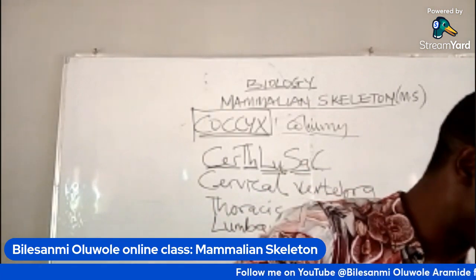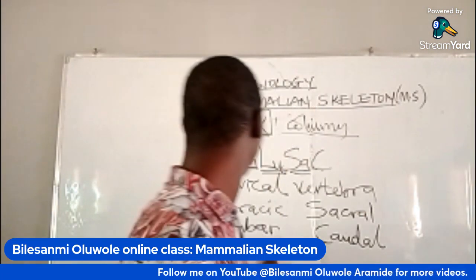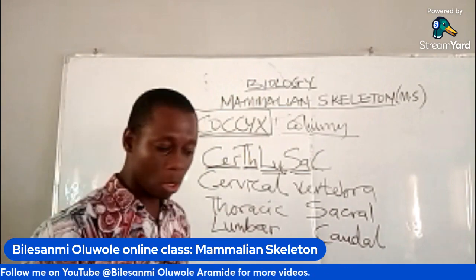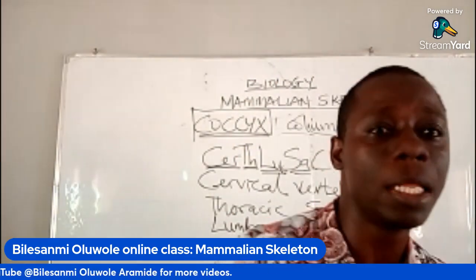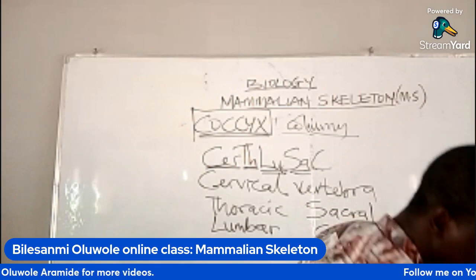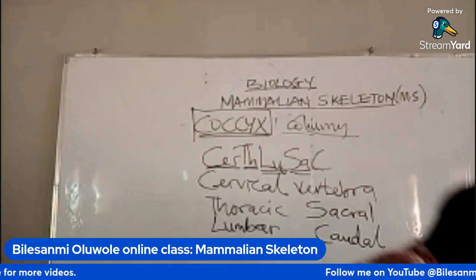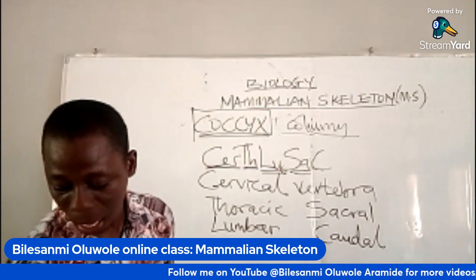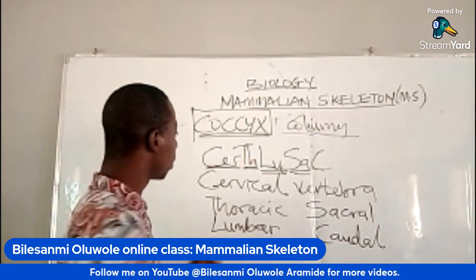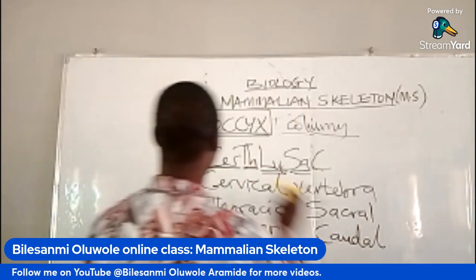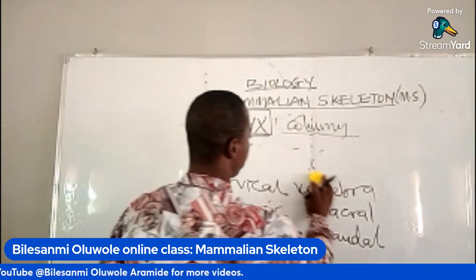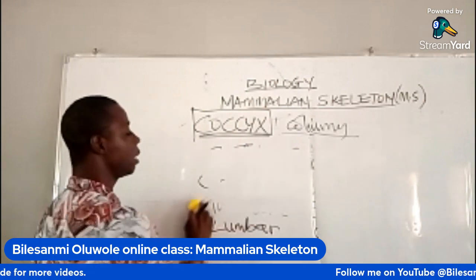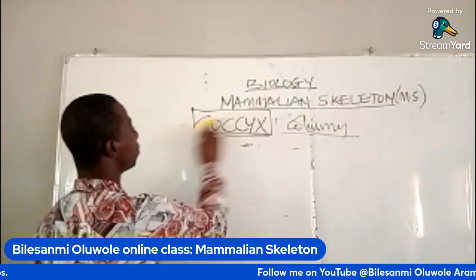So that is that. But now let us take these vertebrae one by one and look at their location, where they are found, and their functions. Number one, we start with cervical. The cervical vertebrae are found at the neck region.